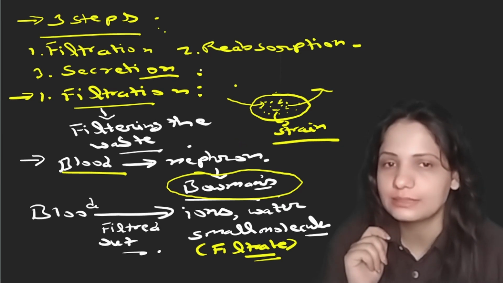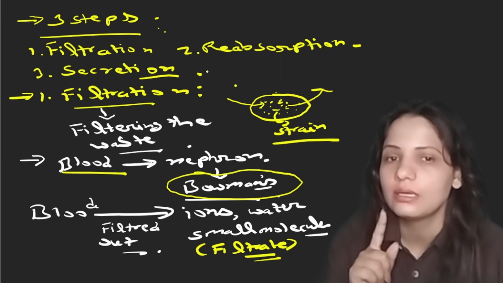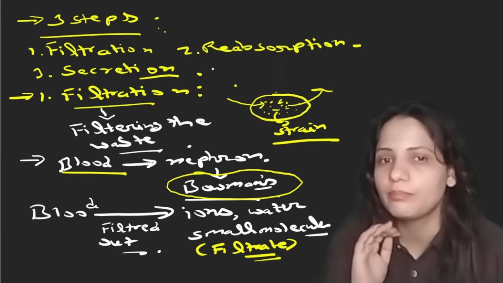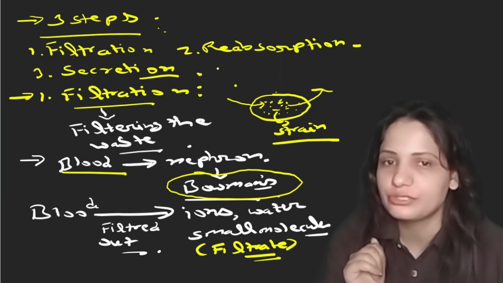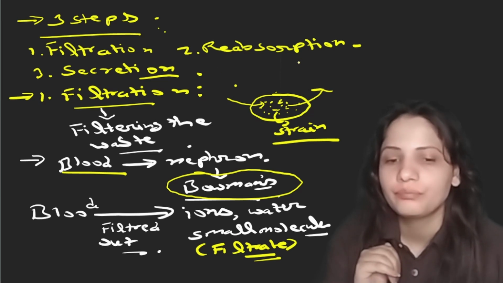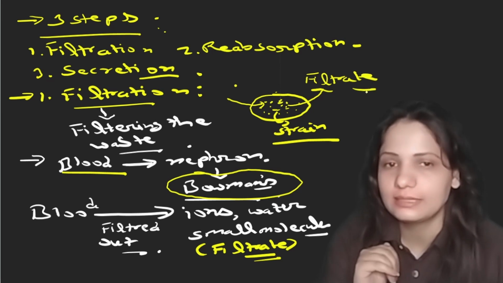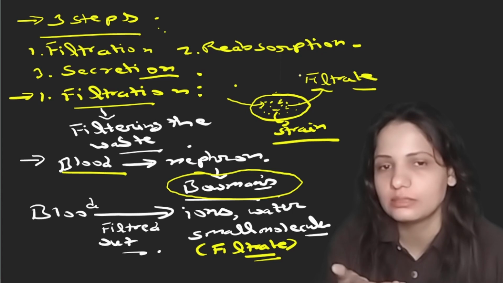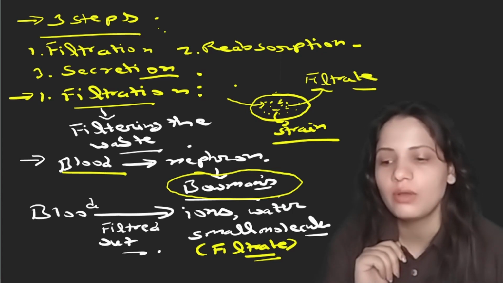The process of filtration occurs. First step is filtration, and this step occurs in the Bowman's capsule of nephron, where due to the tiny blood vessels which are present in Bowman capsule, the blood is filtered out. After the completion of filtration, what do we have now? We have this filtrate, and the filtrate contains water, ions like potassium, sodium, and small molecules. This is the process of filtration.